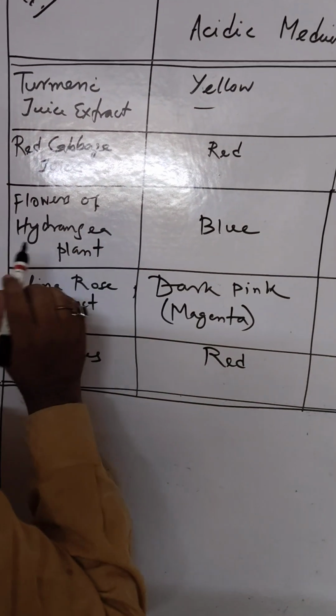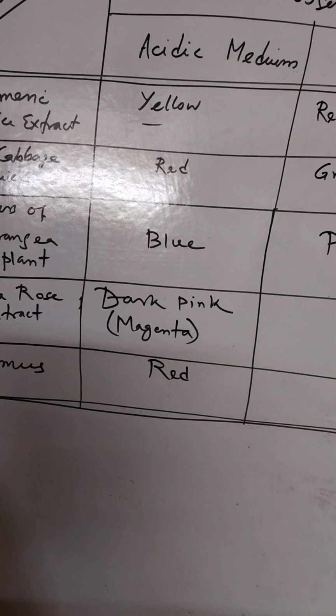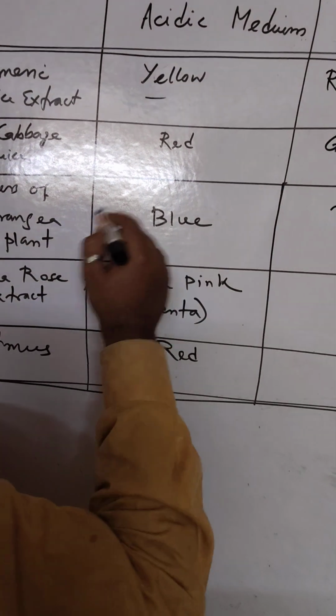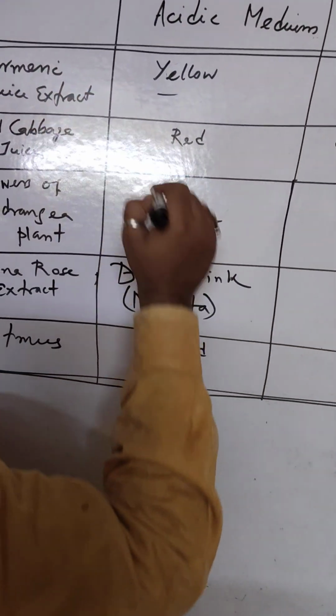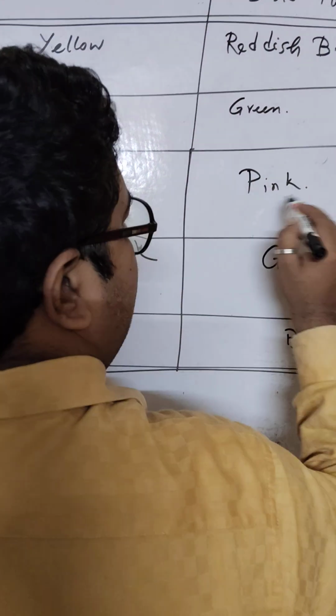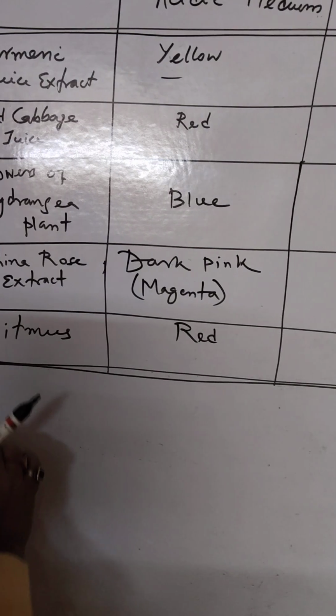Now come to the flowers of the hydrangea plant. This is mainly used by the Chinese civilization, I mean the Han kingdom, whatever the Han Chinese used to use. In the acidic medium, the color is bright blue, but the color changes to pink in the basic medium. This is quite uncommon because this hydrangea plant is not very common.